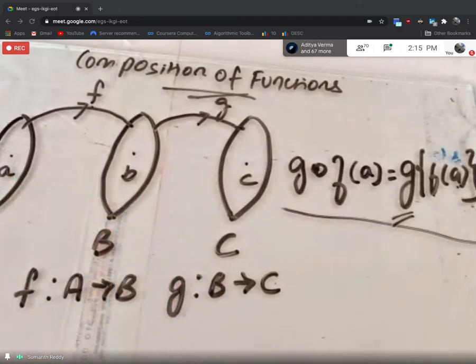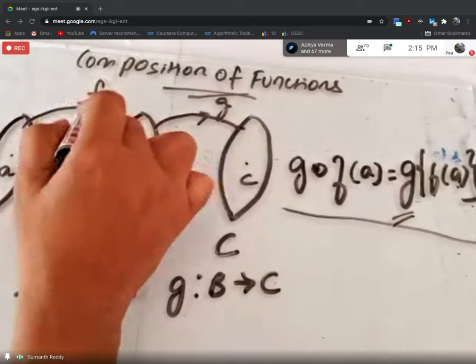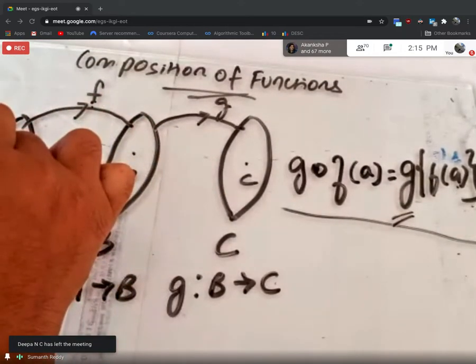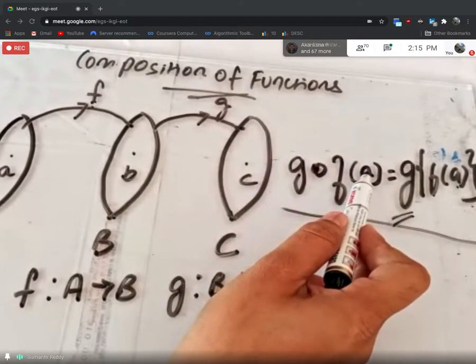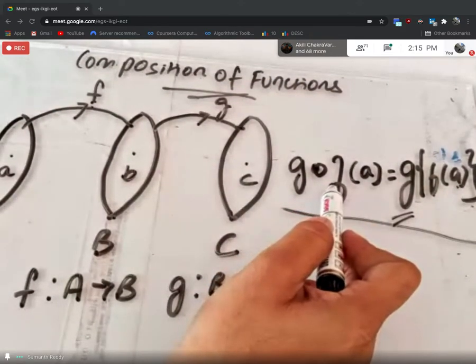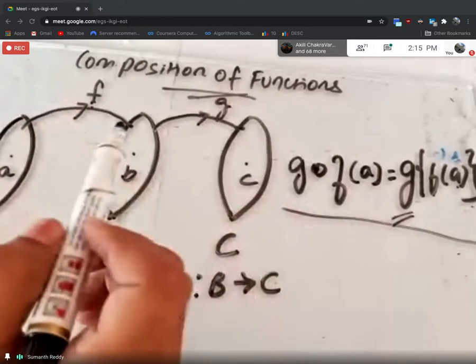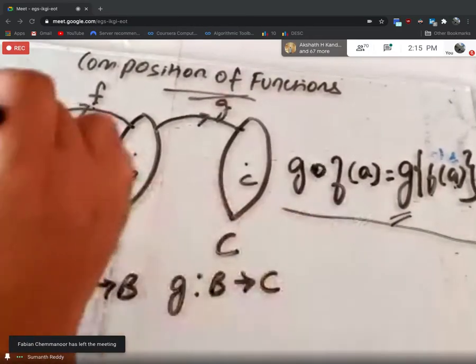Always you will apply the function on the pre-images. So for the function F, the pre-image is A. That is the reason I have taken A, because the first function that I will apply is F, for which the pre-image is A itself. So that is why I have to write A here.